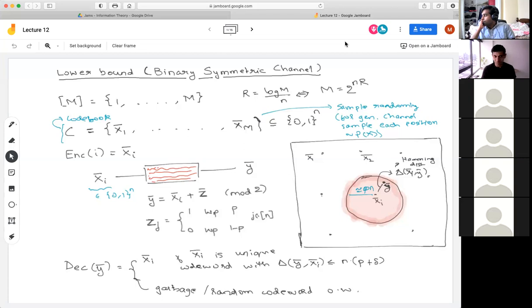The encoding was just, we already set up these m code words and corresponded them to m messages. So we just send the ith code word for the ith message. The decoding was that you get some corrupted sequence y bar, and you want to basically find the closest code word to y bar.